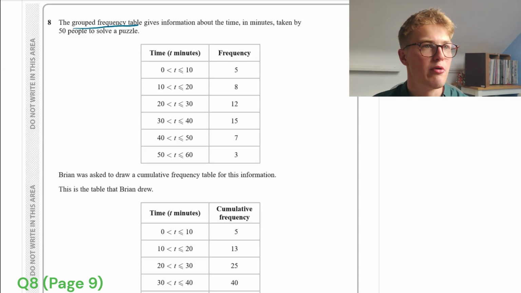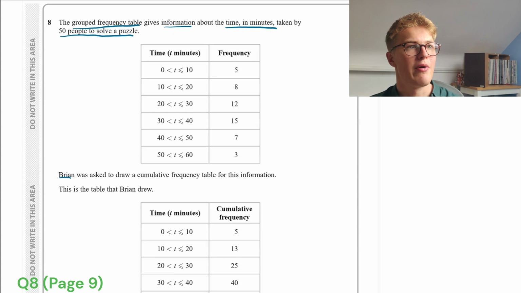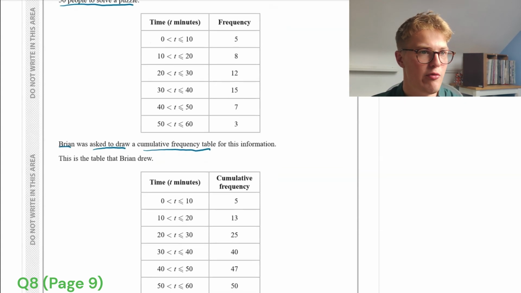The grouped frequency table gives information about the time in minutes taken by 50 people to solve a puzzle. Brian was asked to draw a cumulative frequency table for this information. This is the table that Brian drew.